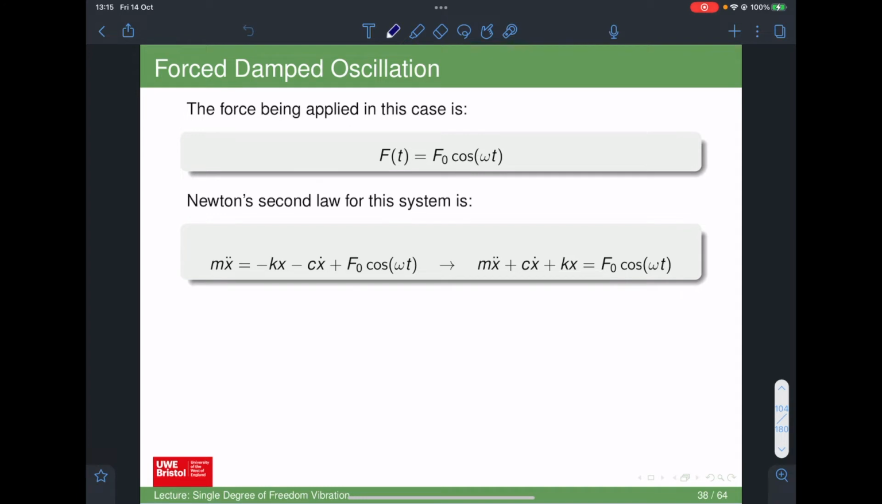Then if you go through Newton's second law, the sum of all the forces is mass times acceleration. So there's our spring force, with a minus sign because it opposes motion. There's our damper force, which also has a minus sign because it opposes motion. And then we've got our forcing function, which we're assuming is in the same direction as x. Put all the x terms on one side and we end up with this as our equation of motion, a second order differential equation.